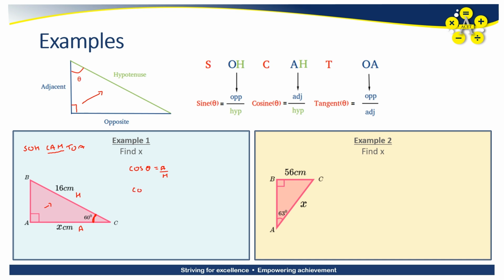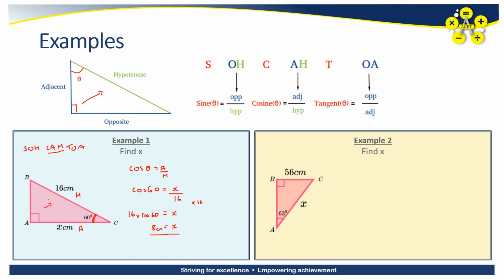So in this case, I'm going to start filling in values. Cos 60 equals A, which in this case is X, over H, which in this case is 16. Now I want X on its own, so I need to remove this divide by 16. As we know, the inverse of division is multiplication, so I'm going to multiply by 16. So 16 times cos 60. Into my calculator that would go, and I'll get an answer of 8 centimetres.